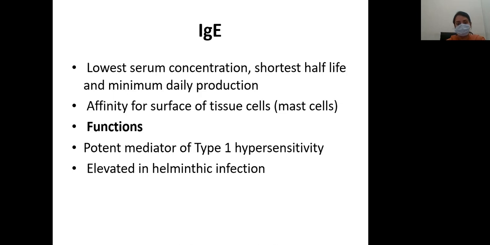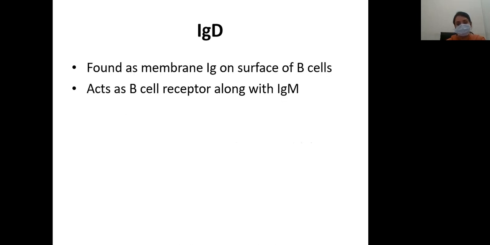So IgD. Next is immunoglobulin D. It is found as a membrane immunoglobulin on the surface of B cells, and it acts as the B cell receptor along with immunoglobulin M.